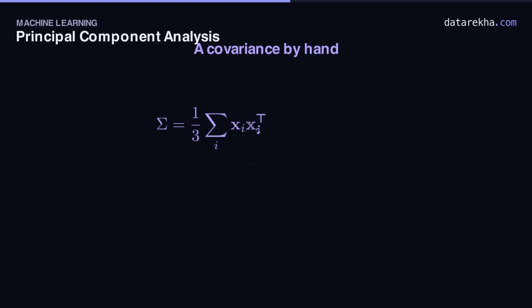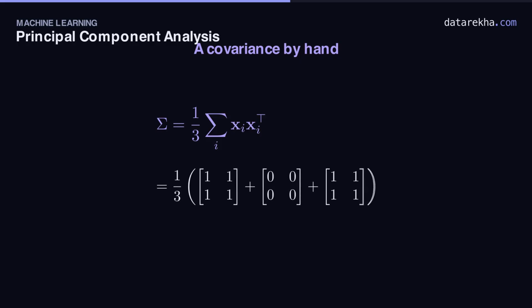Step 2. The covariance. Sum each centered point times its own transpose. The middle point contributes nothing. The outer products of (-1, -1) and of (1, 1) are both all ones. Add them, divide by 3, and sigma is 2/3 in every slot.